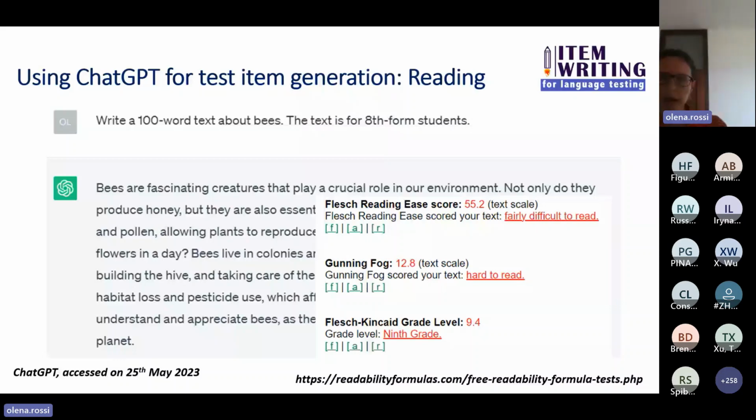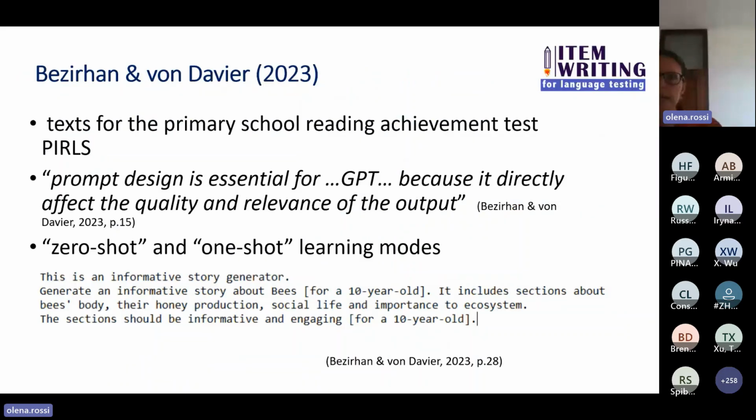In relation to this, I'd like to refer to the study done by Bezirhan and von Davier, who used GPT-3 to generate text for a primary school reading achievement test. They emphasize that prompt design is essential for GPT because it directly affects the quality and relevance of the output. They first used zero-shot learning, whereby only instructions were provided to GPT without a demonstration. They then used one-shot mode, where together with the instructions, one model was provided.